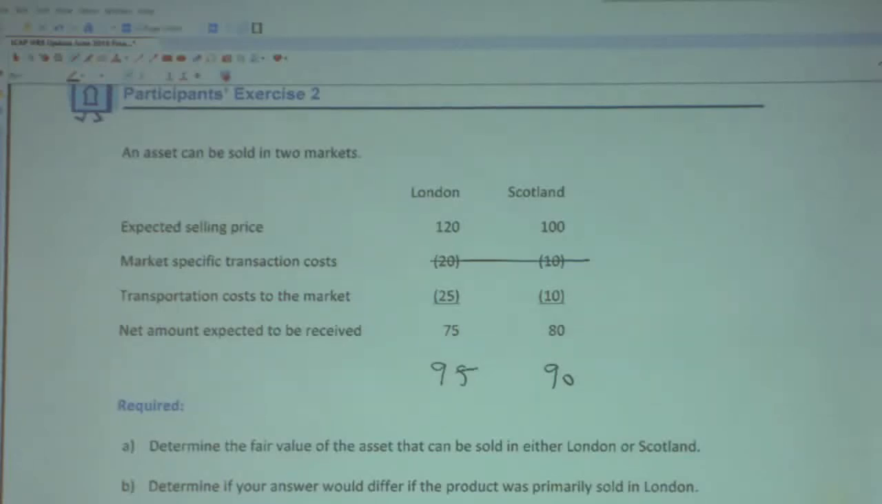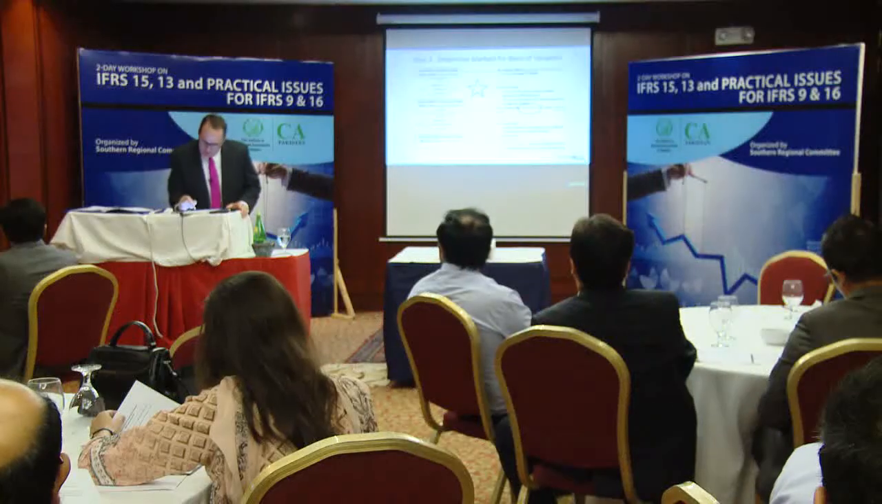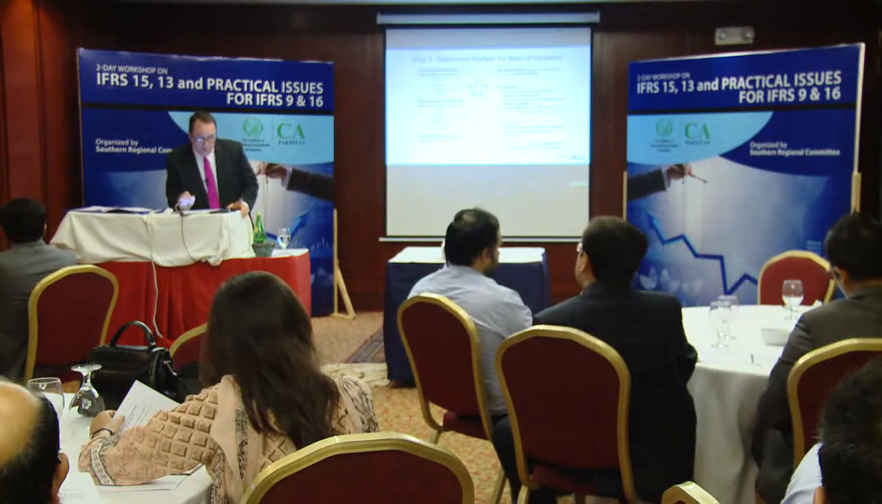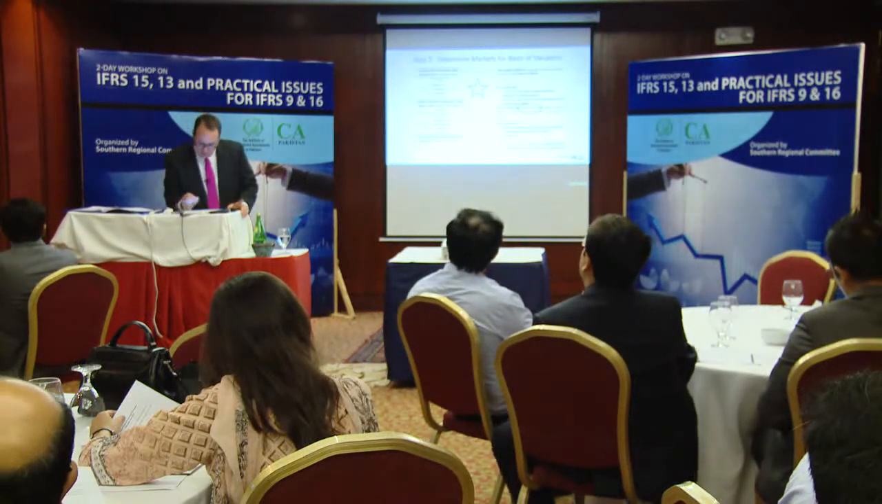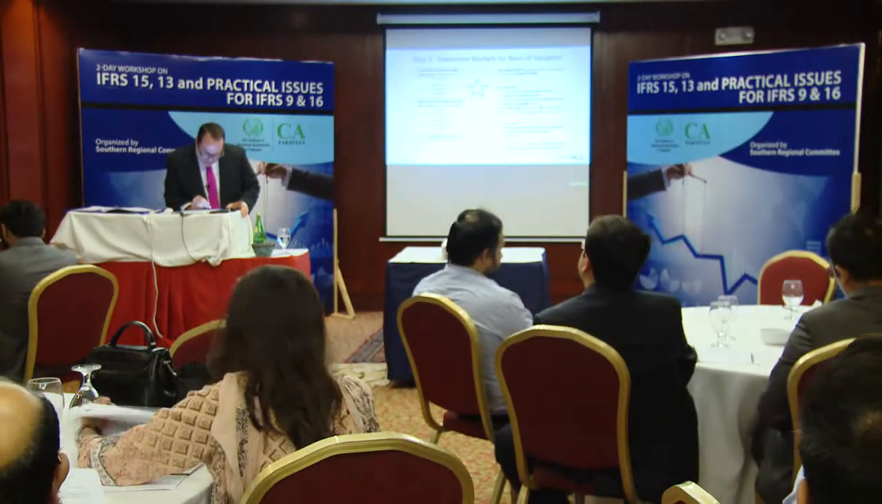The most advantageous market price? 90 or 95? 95? No, because what I said to you, which he picked up, is you consider those costs to determine the market, right? So the most advantageous market is Scotland, because the net price in Scotland is 80.